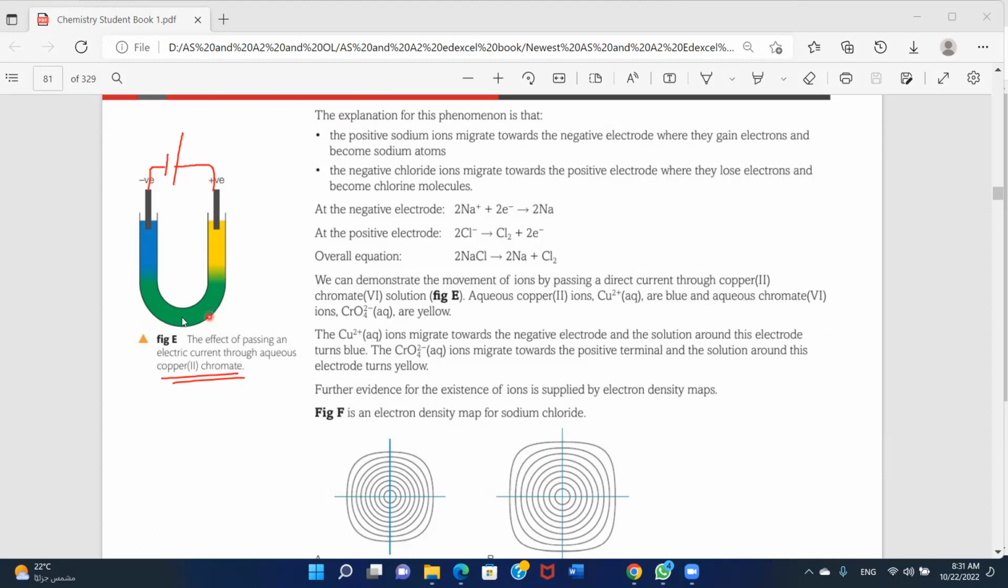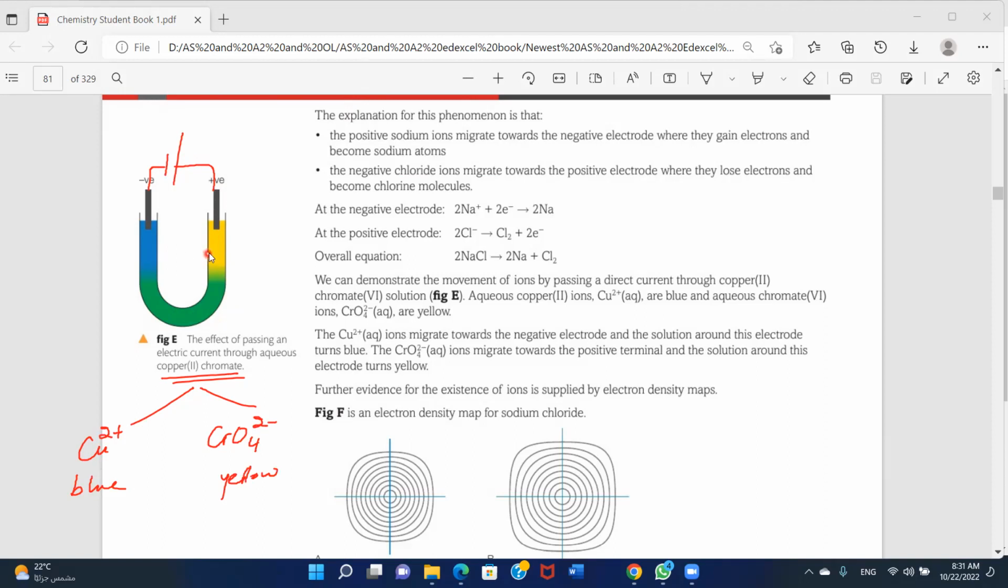After a while, we will see that this place will have a blue color, and this solution here will have a yellow color. This means that the copper chromate is divided into copper ions and chromate ions. The copper ions are blue, whereas the chromate ions are yellow. Together they had the green color.